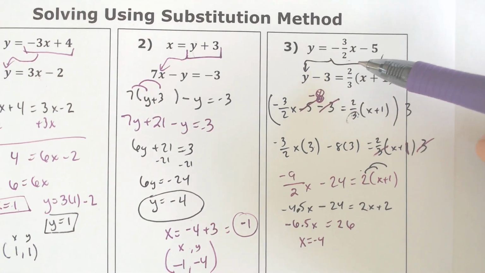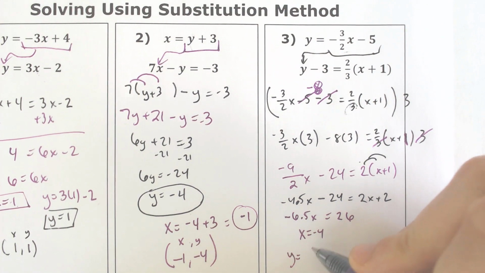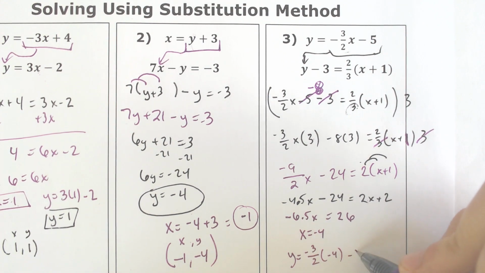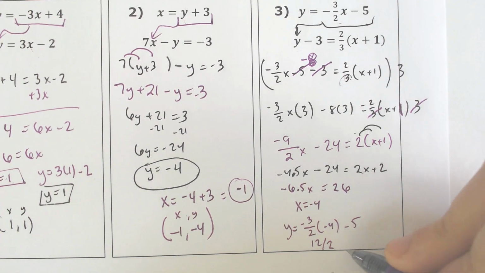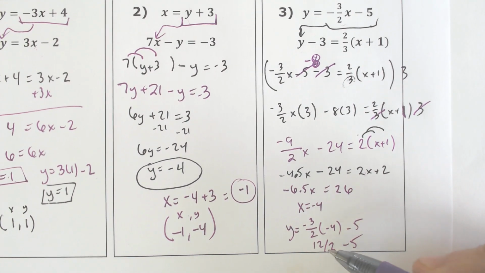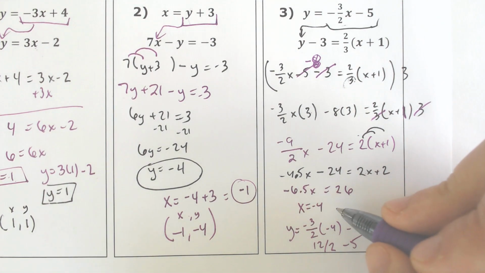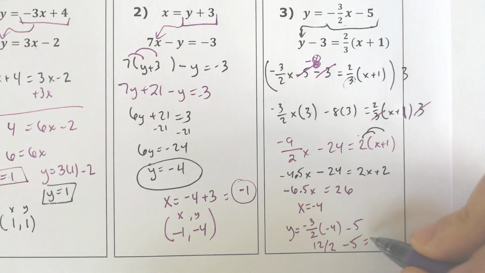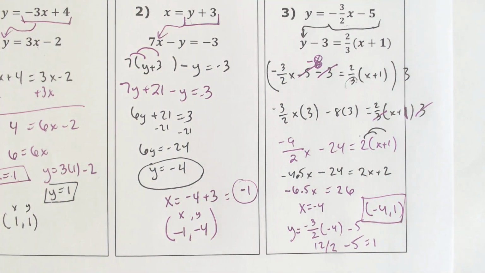What would the y value be? Well, you got two options to plug it in. I recommend the top one. So the top equation, the y value, we plug in the x value would be negative 3 over 2 times negative 4 minus 5. 3 times 4 makes 12 over 2 minus 5. 12 divided by 2 is 6. Minus 5 makes 1. And because it was a negative 3 over 2 and that was a negative 4, then we end up with a positive 1. So we got a positive 1 value for y, writing it in x comma y format, negative 4 comma 1.